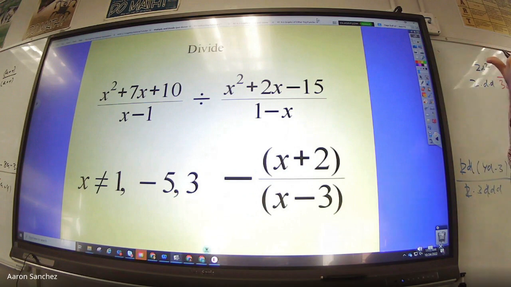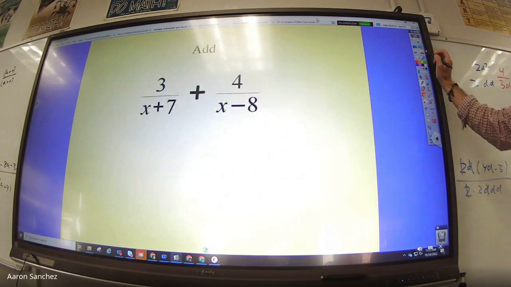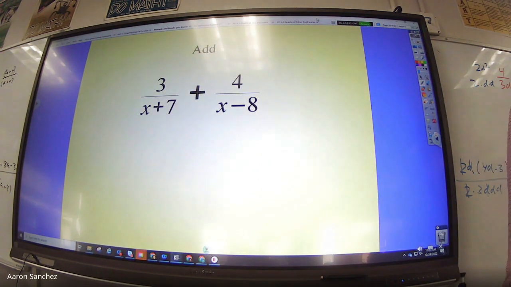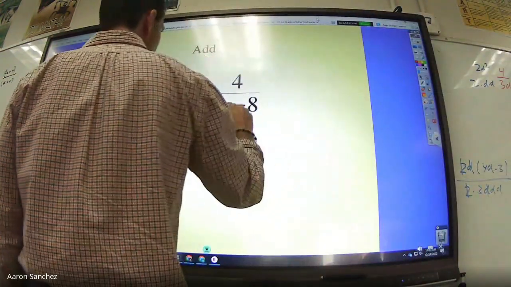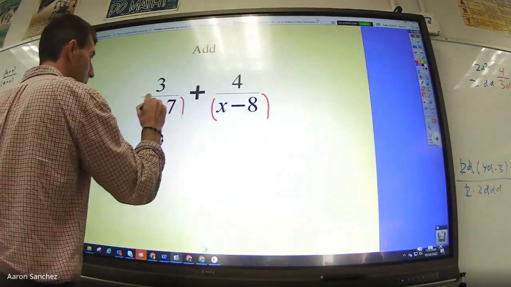We did simplify, we did multiplication, we did division, and one more. What's it going to be, addition or subtraction? It's an addition. Okay, so let's get a common denominator. What should my common denominator be?